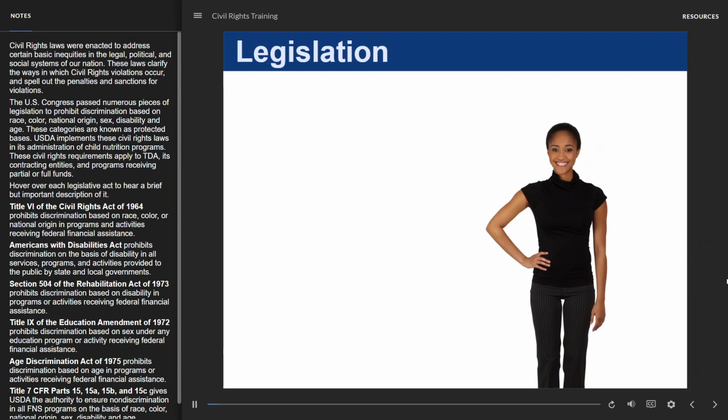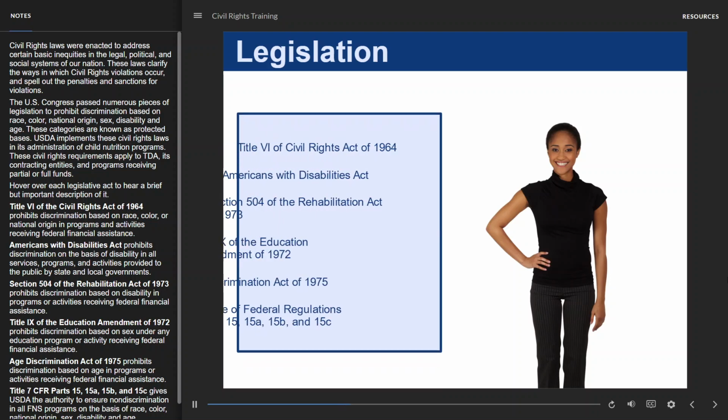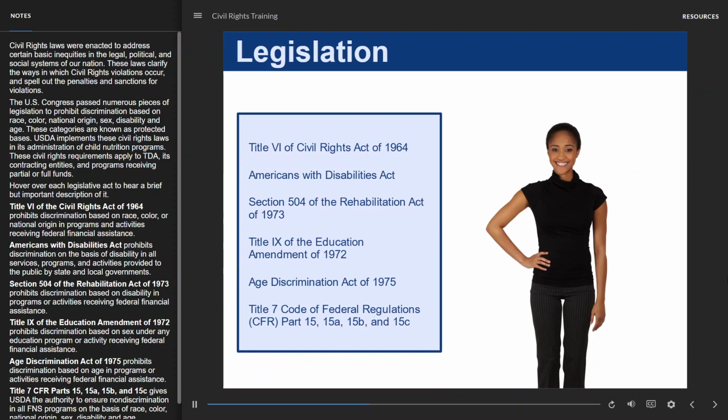Civil rights laws were enacted to address certain basic inequities in the legal, political, and social systems of our nation. These laws clarify the ways in which civil rights violations occur and spell out the penalties and sanctions for violations. The U.S. Congress passed numerous pieces of legislation to prohibit discrimination based on race, color, national origin, sex, disability, and age. These categories are known as protected bases.